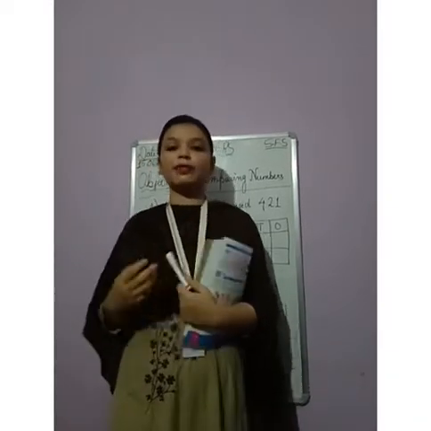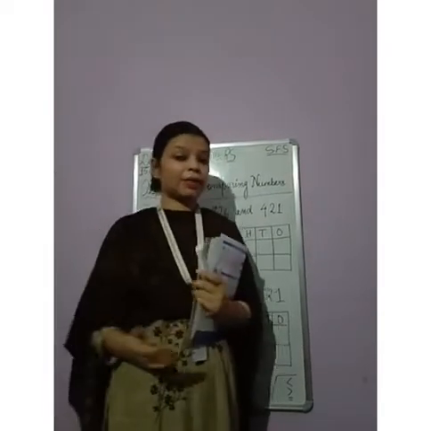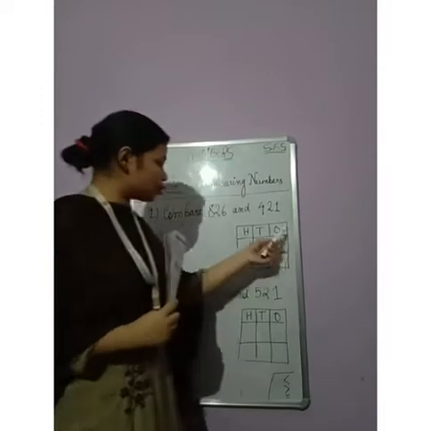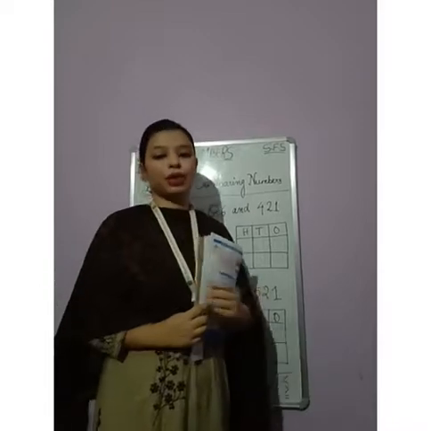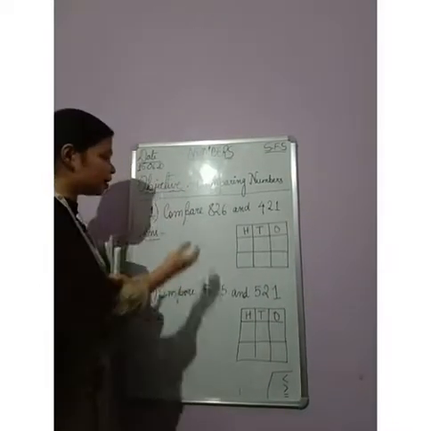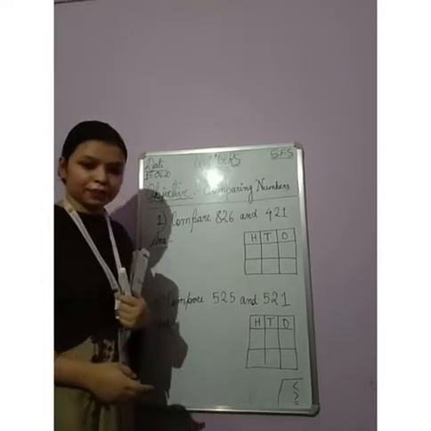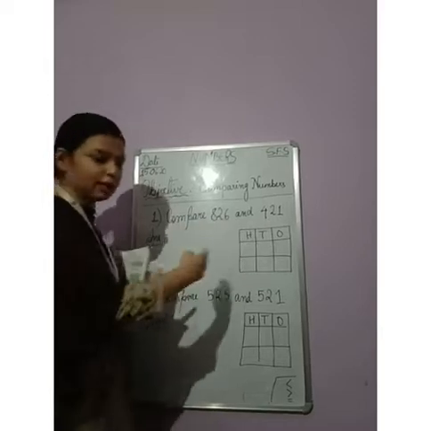But if the numbers involve 3 digits, sometimes it becomes difficult to compare them. So what are we going to do? We are going to take the help of the place value chart. We are going to put the numbers in it and compare them. The first example I have taken here is 826 and 421. Both are 3 digit numbers. I am going to place the numbers in the place value chart.